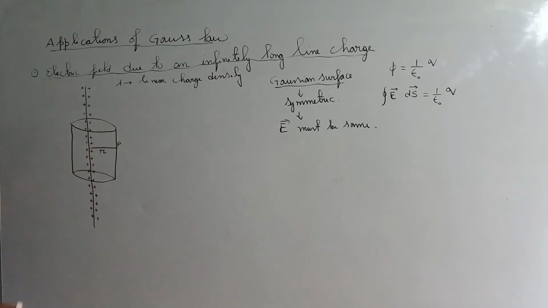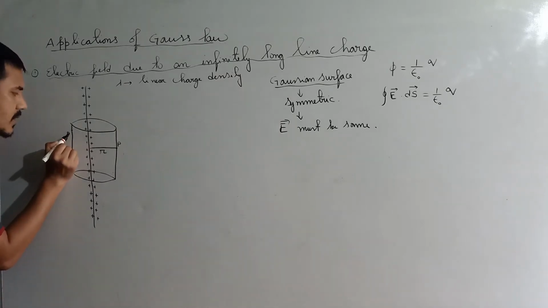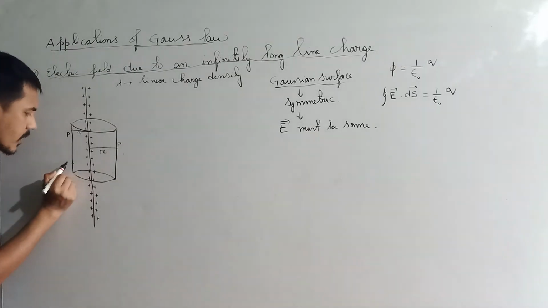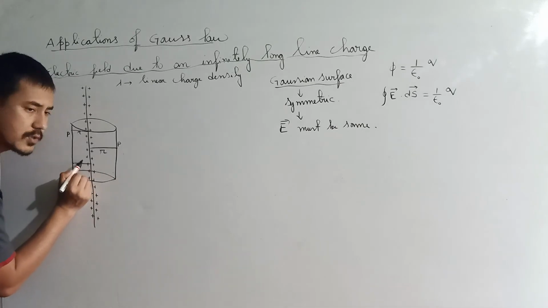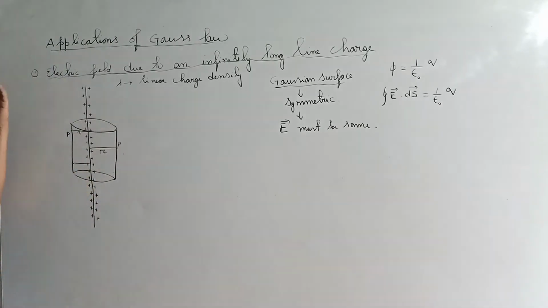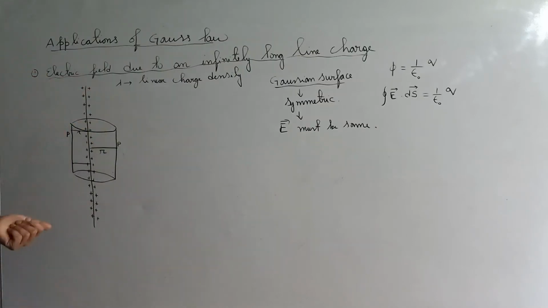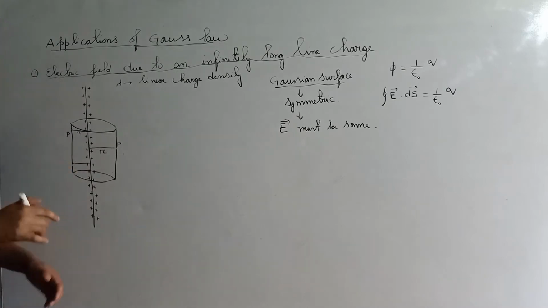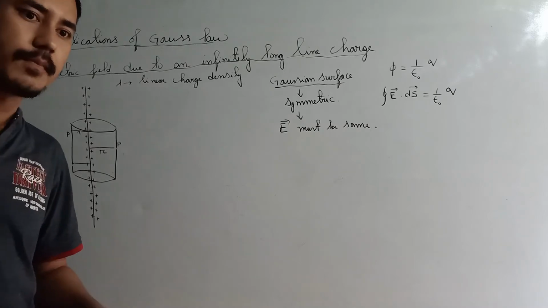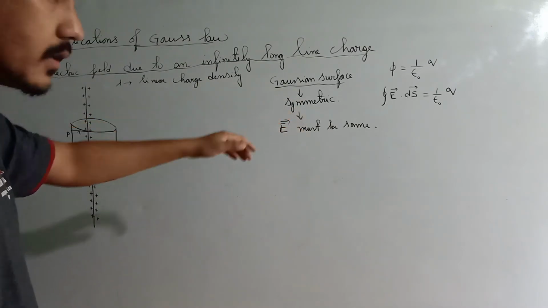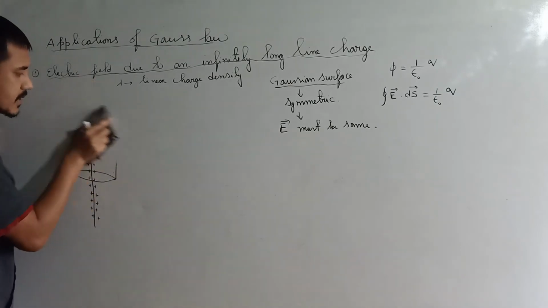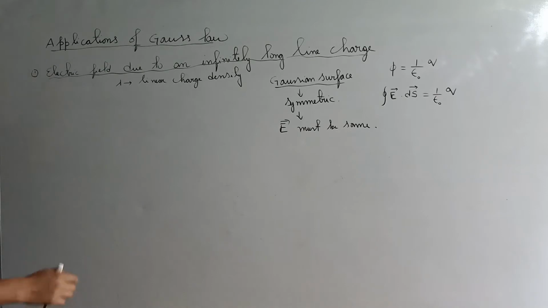Suppose you take this point P on the surface, then this distance will be r. If you take any other point here on the surface, this distance will also be r. And at every point on the surface, the electric field must be the same. No matter where you take a point on the surface, the electric field should always be the same. That is a Gaussian surface. So it's very simple, no?